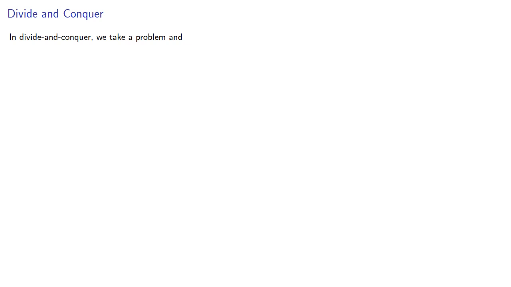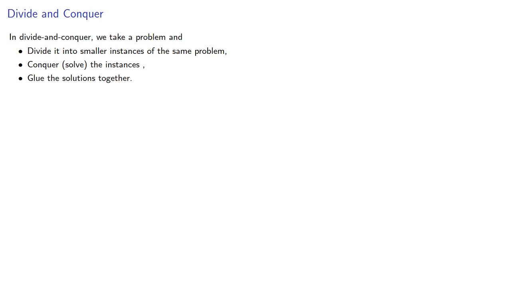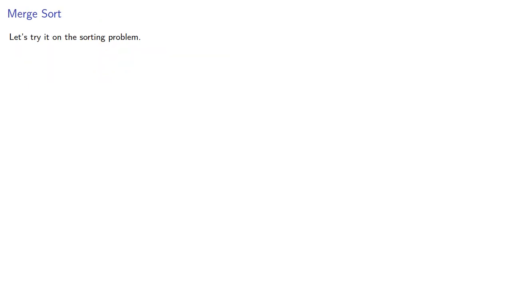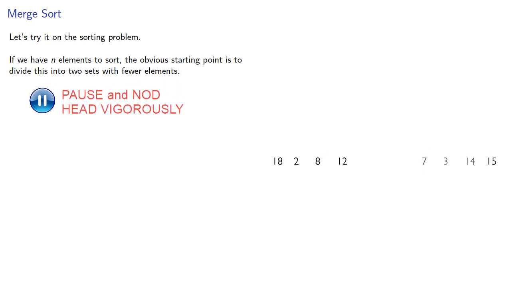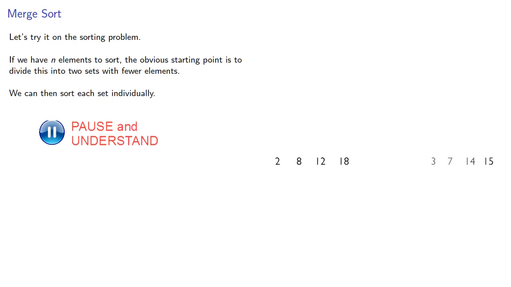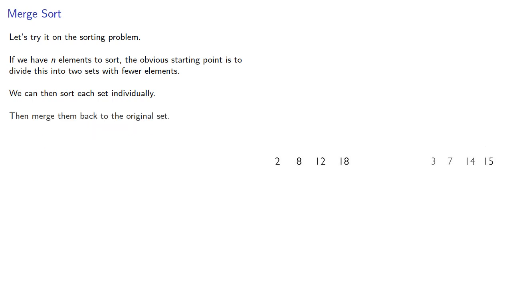In divide and conquer, we take a problem and divide it into smaller instances of the same problem, conquer, that is to say, solve the instances, and then somehow glue those solutions back together. Let's try it on the sorting problem. If we have n elements to sort, the obvious starting point is to divide this into 2 sets with fewer elements. We can then sort each set individually, then merge them back into the original sort.